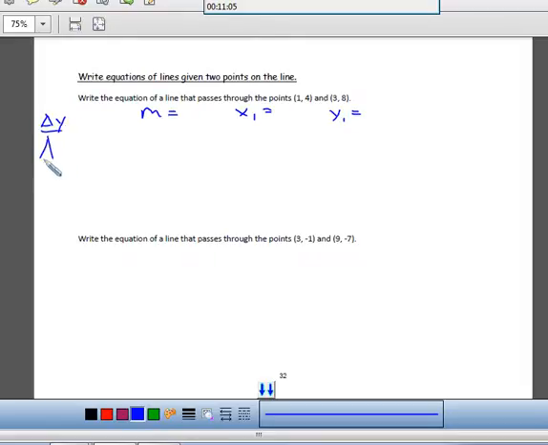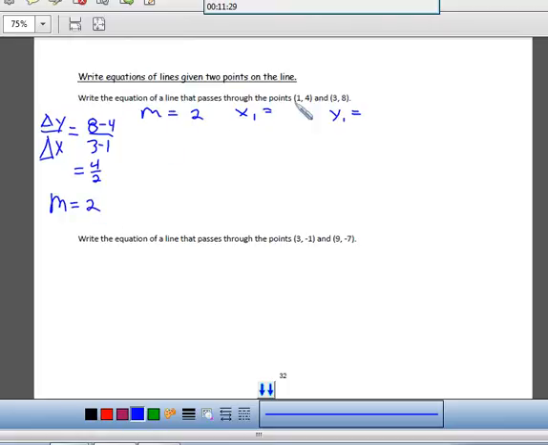over change in x. So I'm going to use the 2 points. I'm going to subtract the y values, subtract the x values, and when I do that, I get 4 over 2. If you prefer putting these in a table, that's fine. M is equal to 2.